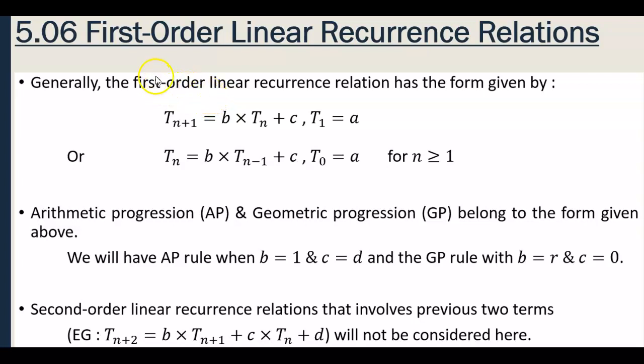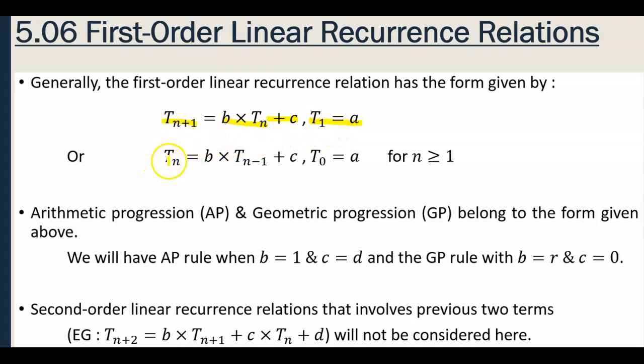Now let's look at a first order linear recurrence relation. What does it look like? It's basically the relationship between a term and the previous term. So you can write it in this format: Tn+1 equals b times Tn plus c, with your initial value T1 equals a.